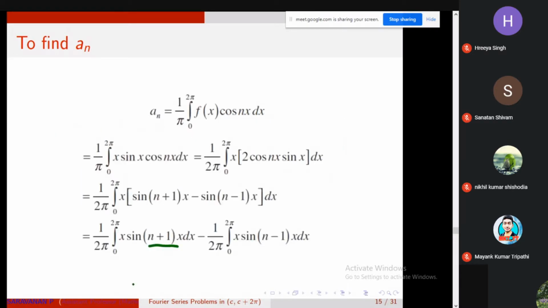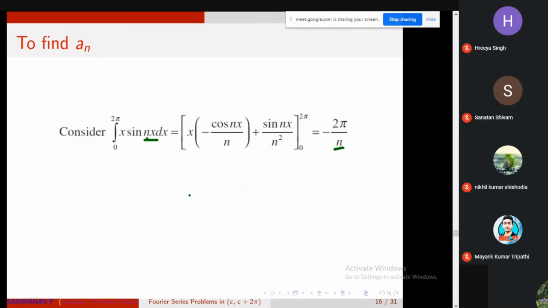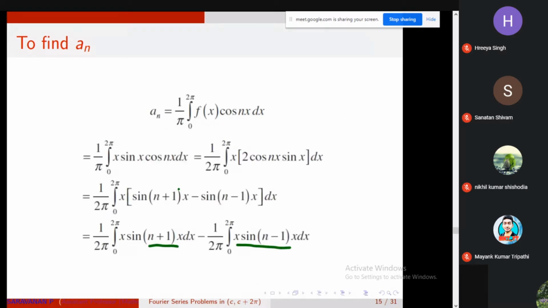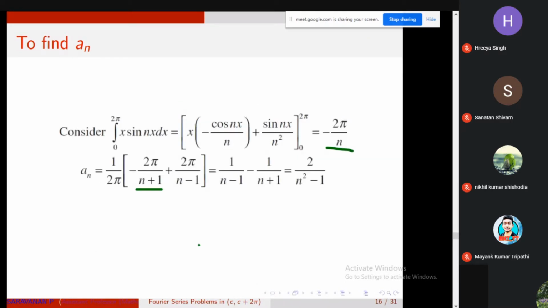I can go back and show you this, x into sin n minus 1 x. Corresponding to this, we will get minus 2 pi divided by n minus 1, and already there is a minus sign here, so this becomes plus 2 pi divided by n minus 1. Then from both terms you can take 2 pi common. It will cancel with the denominator 2 pi. So I'll get 1 by n minus 1 minus 1 by n plus 1. Then take the LCM and simplify. You will get 2 divided by n square minus 1.